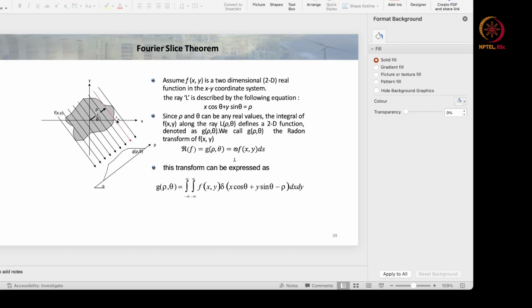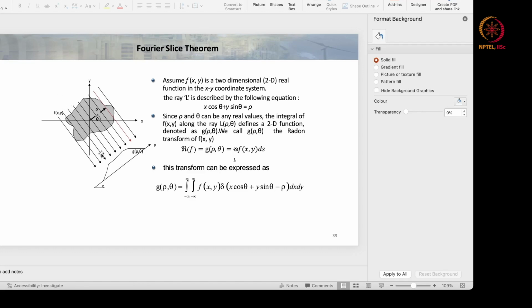So what happens is that if you assume that f(x,y) is a two-dimensional real field or function in the xy coordinate. Now this can be your flow of interest, and say L, these are the L's which are at some angle theta with respect to this. So this is like a projection plane, right? A directionality is introduced.